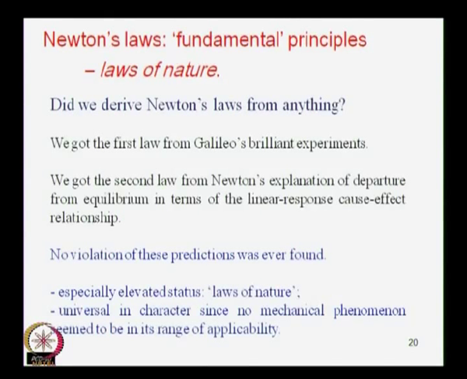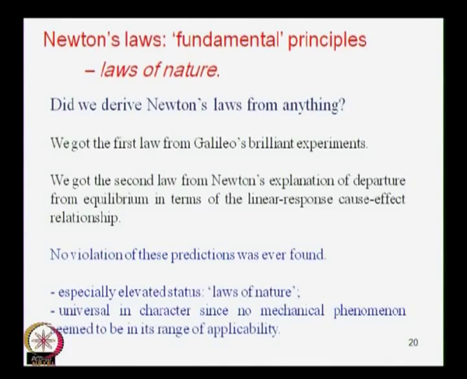Now, no violation of these predictions was ever found, within the domain of classical mechanics. We have to refine these ideas a little bit as we go further in quantum theory, but I will not get into that at this point. But within the realm of classical mechanics, you do not observe any exception, absolutely none, and that is why you can call it a law of nature. You even call it a universal law of nature, because you expect it to operate throughout the physical universe.